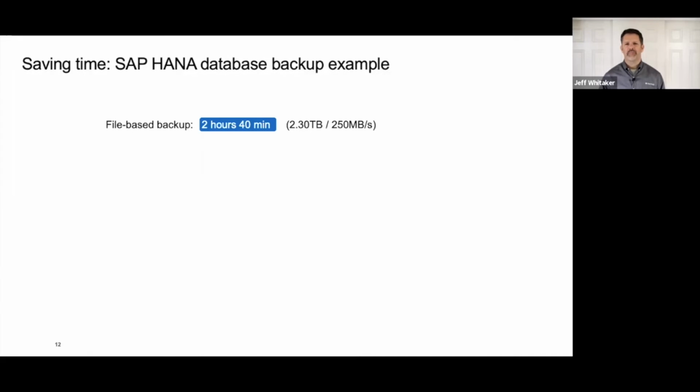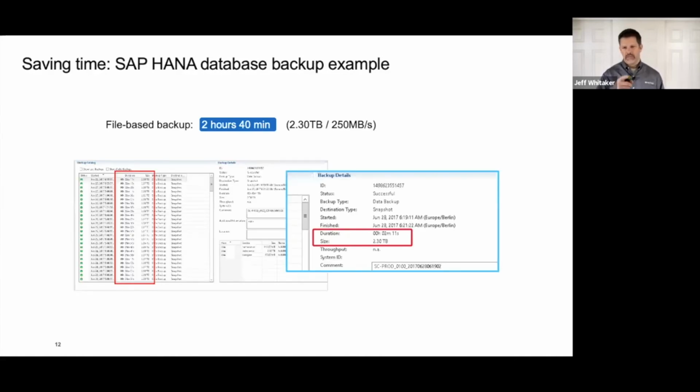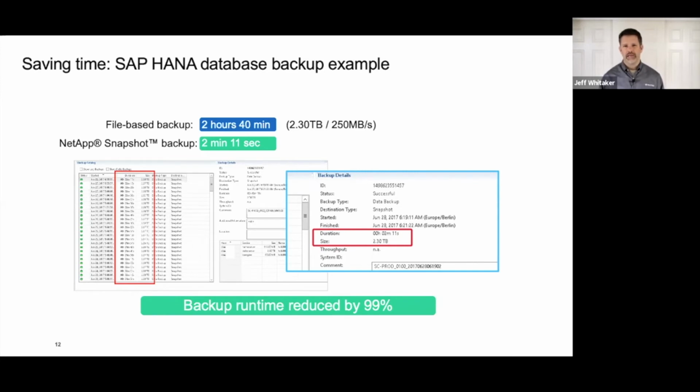So if you look at a file-based backup in SAP HANA, a HANA backup, you're talking a typical 2.3 terabyte database example here, 2 hours and 40 minutes to do a file-based backup. And this is an example here. I don't have an SAP environment ready to show you guys, so I just wanted to give you some pointers on what we did to do our testing. We did a snapshot-based backup. It took 2 minutes. So you're talking 2 hours and 40 minutes to 2 minutes and 11 seconds, a 99% reduction in time. Now think about, what does that really mean?